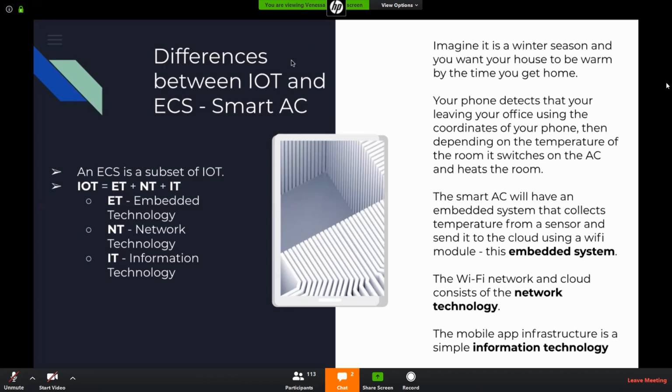For me, I think that statement means that a subset is like part of. So, for example, in the second point, IoT has embedded technology, plus network technology and information technology. But then the first one, the embedded system, it means that it's part of an IoT, it's just a subset, just part of it. Yeah, that's what it means. Does it make sense? Yes.